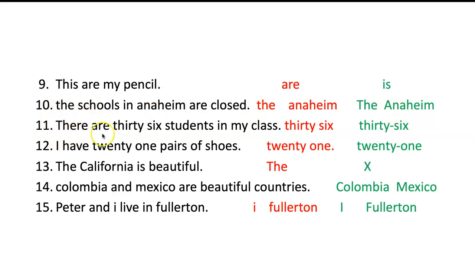So 11. There are 36 students in my class. What is wrong here? So I have there are, it's perfect. Oh, so the number. What is the correct way to write numbers? Do you remember the rule? Numbers from 21 to 99 should be hyphenated. So you have to put the hyphen here, okay? So this is wrong, 36. This is the correct, 36 with a hyphen here, okay?